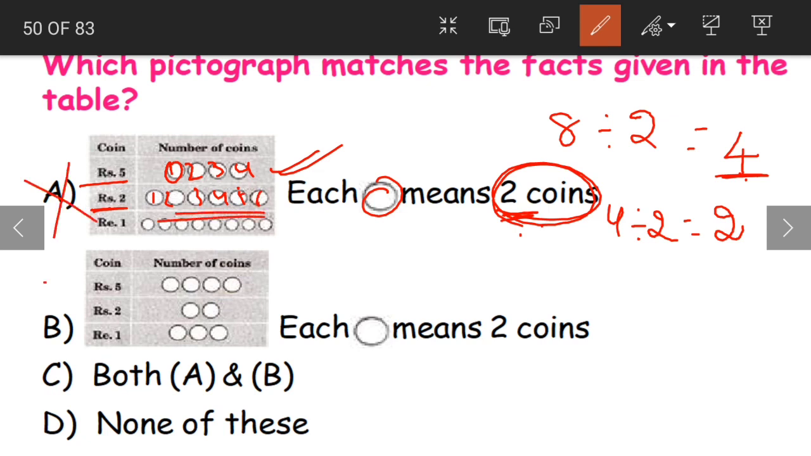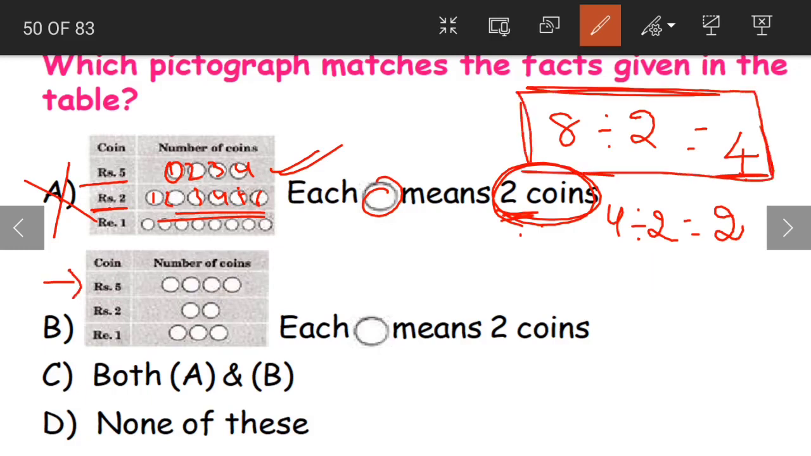So let us go for B again. Again we have to start from our 5 rupee coins. How many should be there? 4 5 rupee coins. Yes, I mean 4 circles. We should draw 4 circles. 1, 2, 3, 4. Yes, we have 4 circles. So 5 rupees is matched correctly.